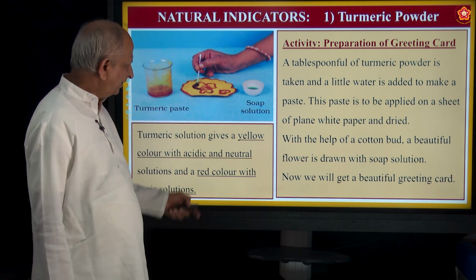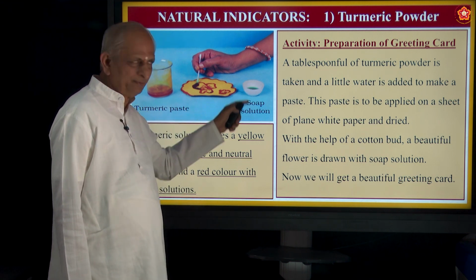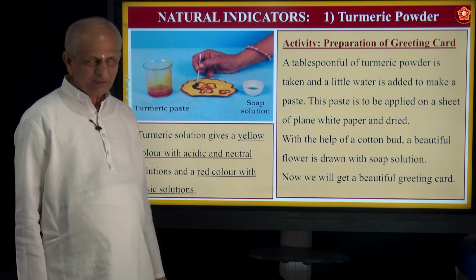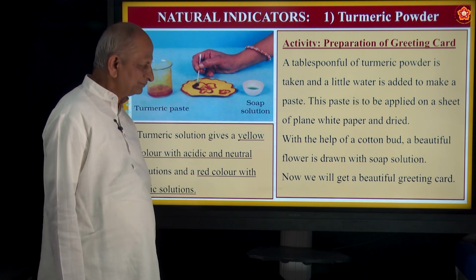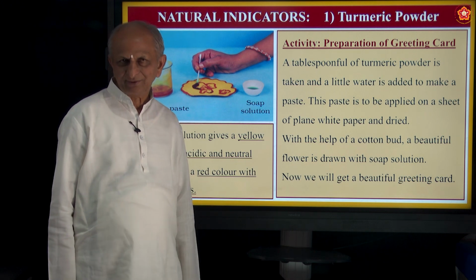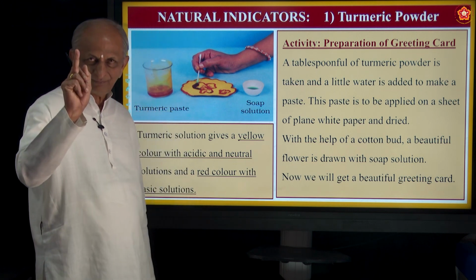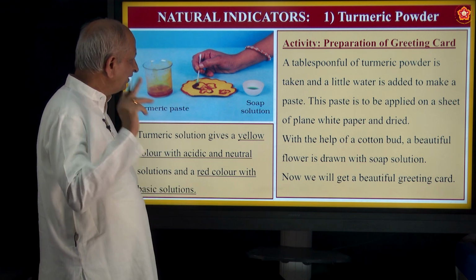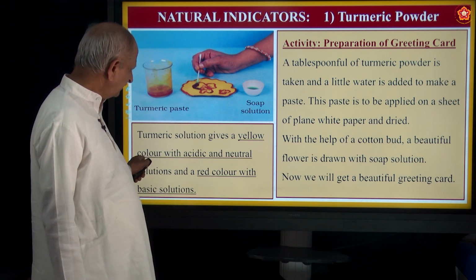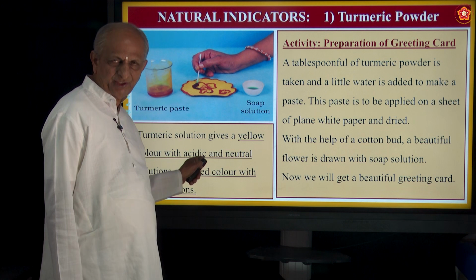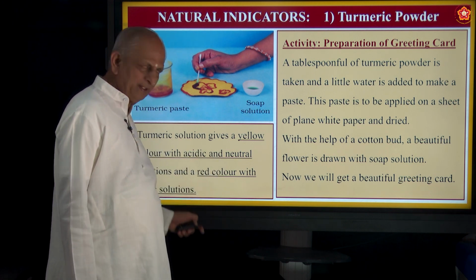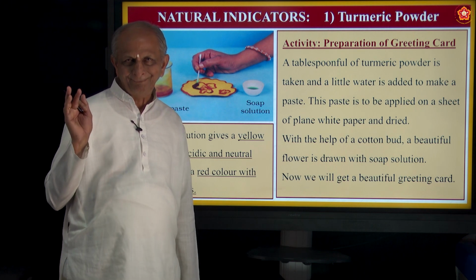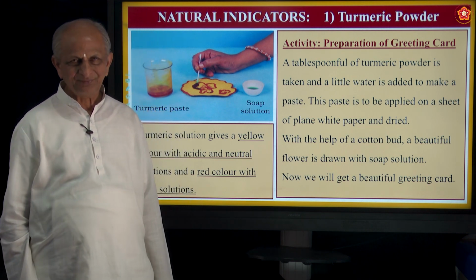Okay. So here what is the base? Soap solution is a basic solution. So if you add this indicator, then it changes the color, so you get beautiful colors. Okay. So don't forget, turmeric powder is one of the indicators, which is yellow in acid medium and red in basic medium. Can you try that today?